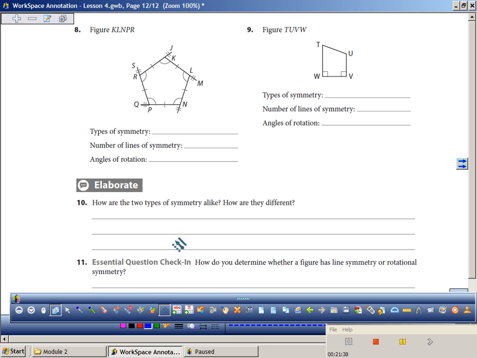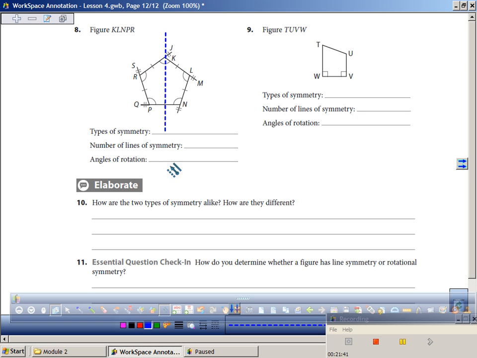All right, what'd you guys find on this one? There's 1. Look at it. Is this angle the same as this angle? The same as this angle? The same as this angle? The same as this angle? What about all the segments? There's 1 at each vertex, right?